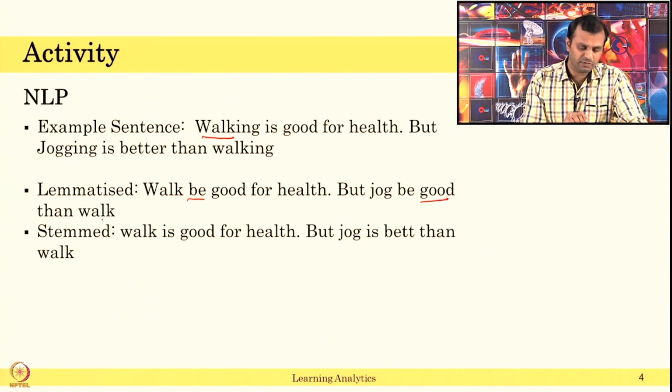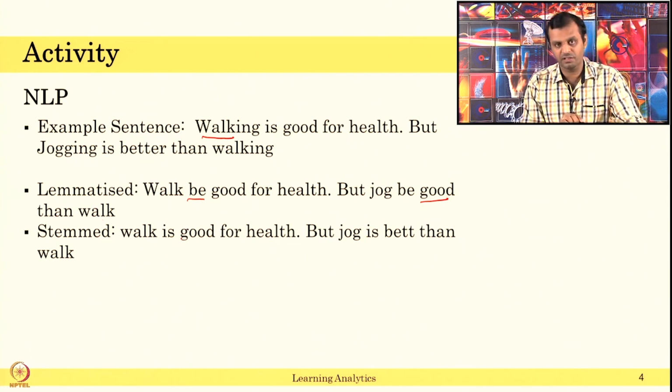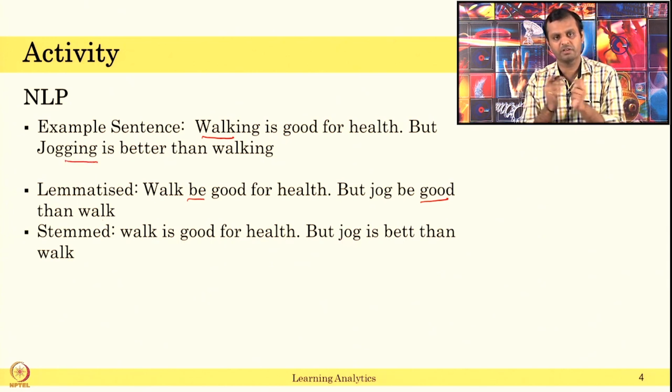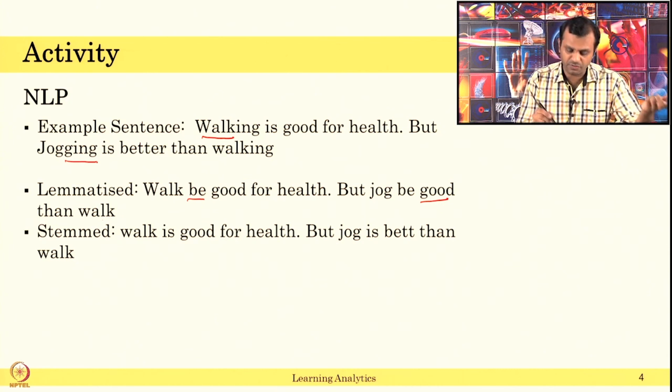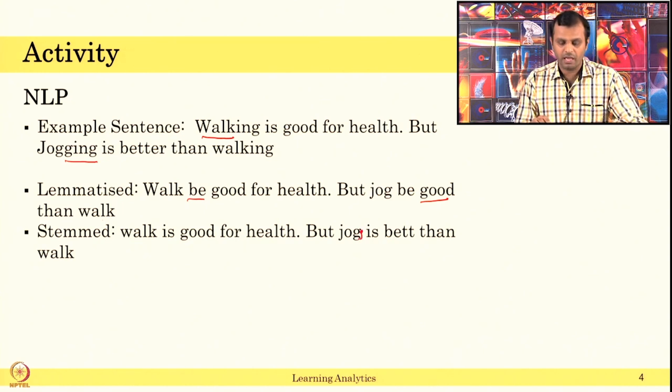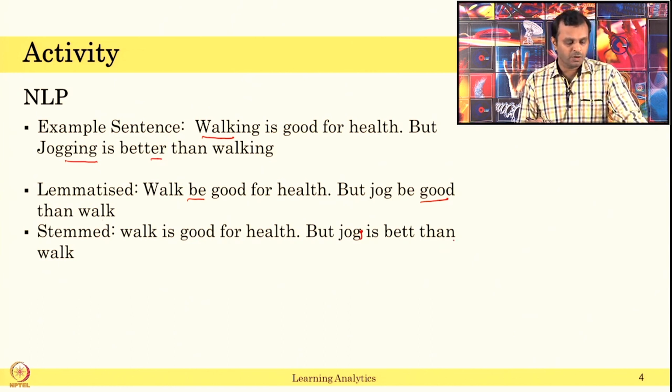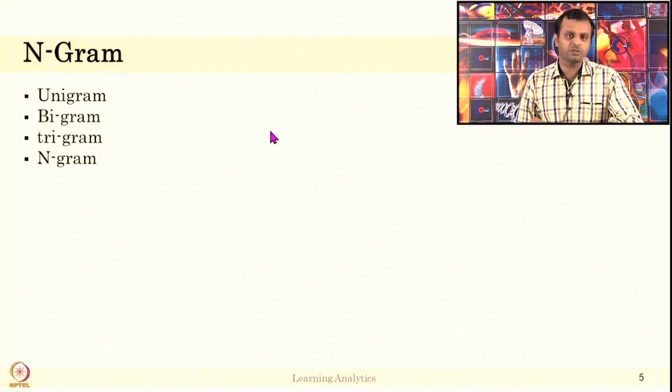The stemmed form is a bit different. Walking becomes walk. Is will not be removed. It says good for health, but jog, it removed the ing from jogging, because jogging has a double G, which means you have to remove not just ing but also the extra G. Sometimes if you do not have that rule, it will give jogg, J-O-G-G. Better is a problem, we do not know how to remove it, so bett, then walk. So, that is the difference between lemma and stem. But there is another concept in NLP that is very famous, called the n-gram.